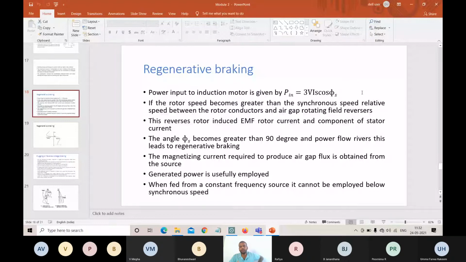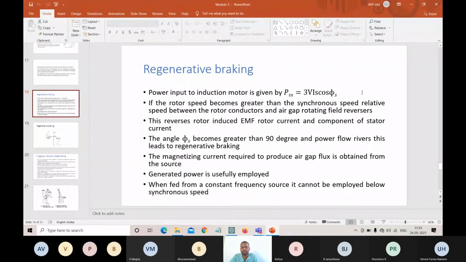So the motoring actions and the braking actions are what we studied in the first unit. What is meant by motoring and what is meant by braking? That we have studied. So here the first is regenerative braking. What is meant by regenerative braking?